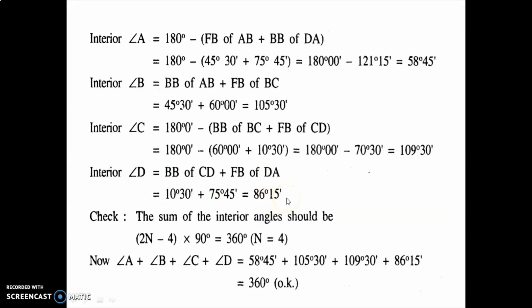Now again, what you have to do? We have to remember our check. Our check is (2n minus 4) into 90 degrees. Here n is 4, because only 4 sides and 4 angles are given. When you put n equal to 4, you get your check as 360 degrees. You also have to check whether your answer is also 360 or not. If you sum all the angles, you will get 360. So here your check and your answer are matching, and this is your final answer.